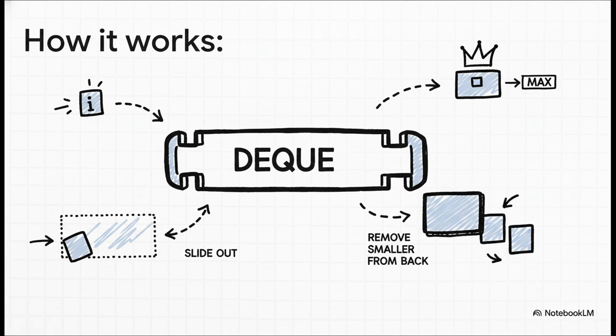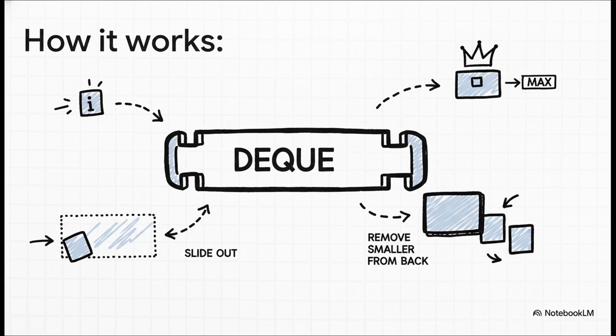So here's how it's going to work. Just a few simple rules. First, a really important detail. The DQ is going to store the indices of the numbers, not the actual values. This helps us know where they are. Second, the number at the very front of our DQ will always be the index of the maximum for the current window.